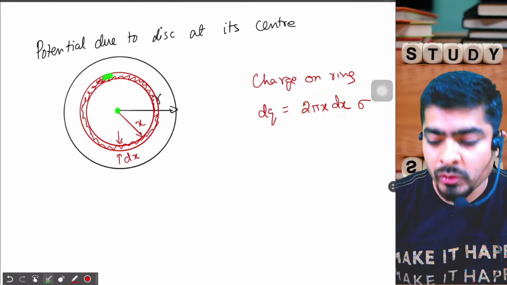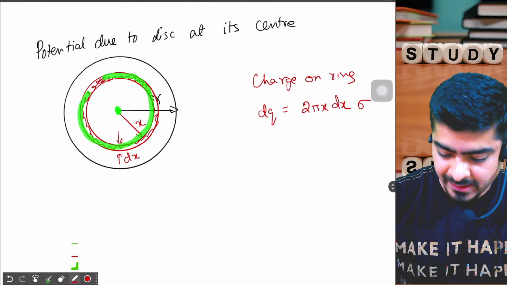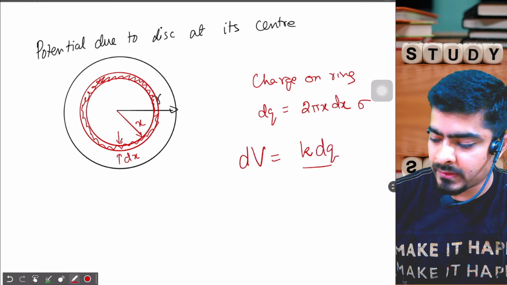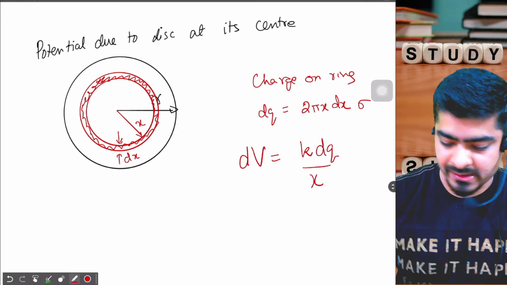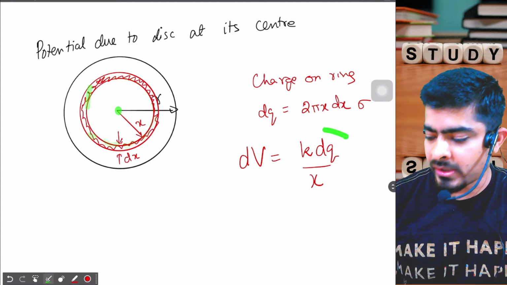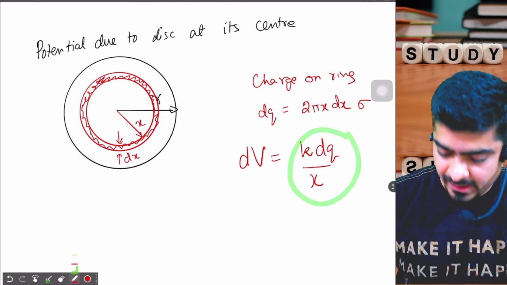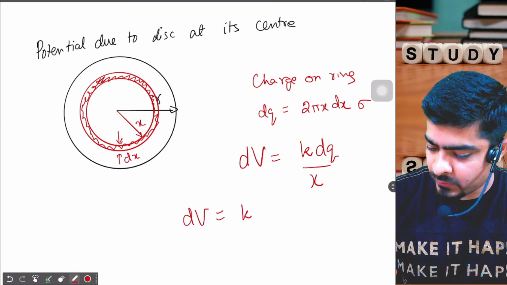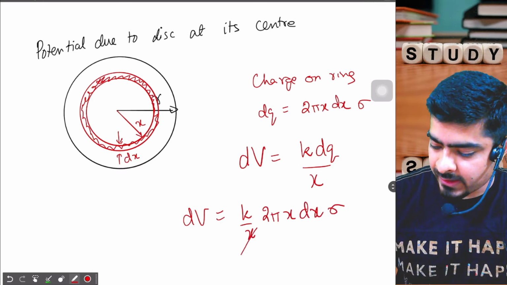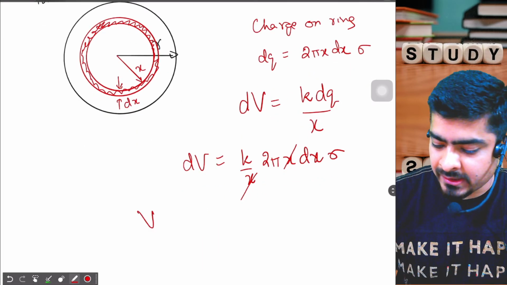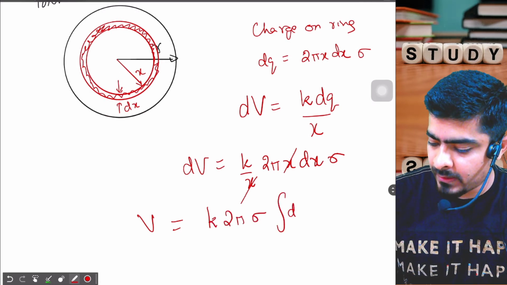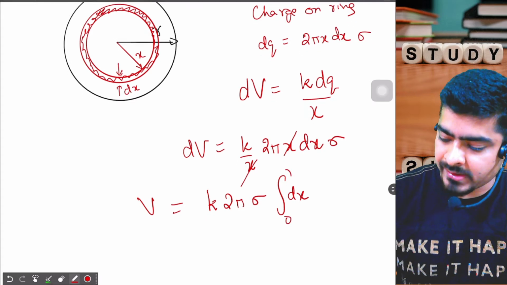And due to this ring, what is the potential at the center? Potential dv at the center will be k times dq by x. All the charge on the ring is equidistant from the center, so the potential at the center can be directly written as k dq by x. So dv is equal to k by x, dq will be 2 pi x dx sigma, so x will get cancelled out. Then I can find the potential at the center of the disk to be equal to k times 2 pi sigma integration dx, and the limits will be 0 to small r.